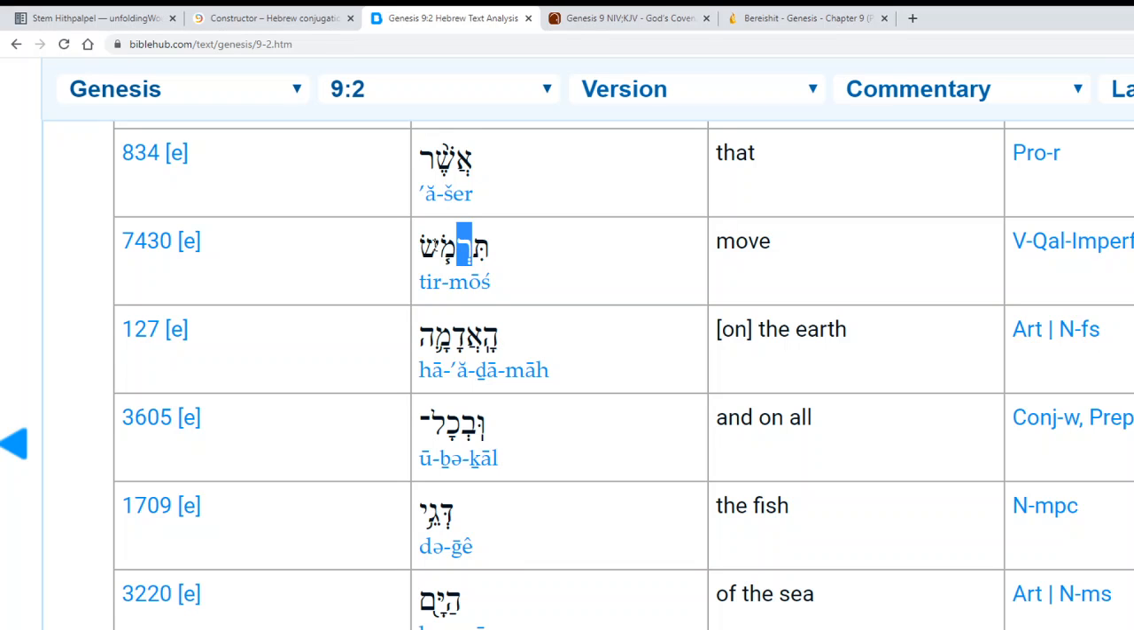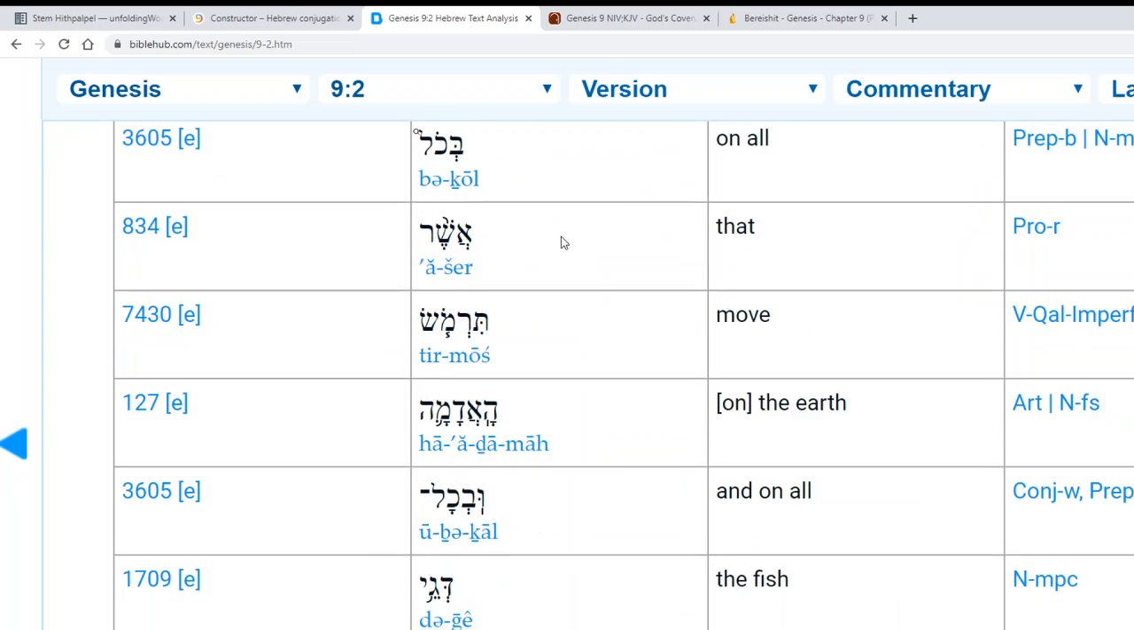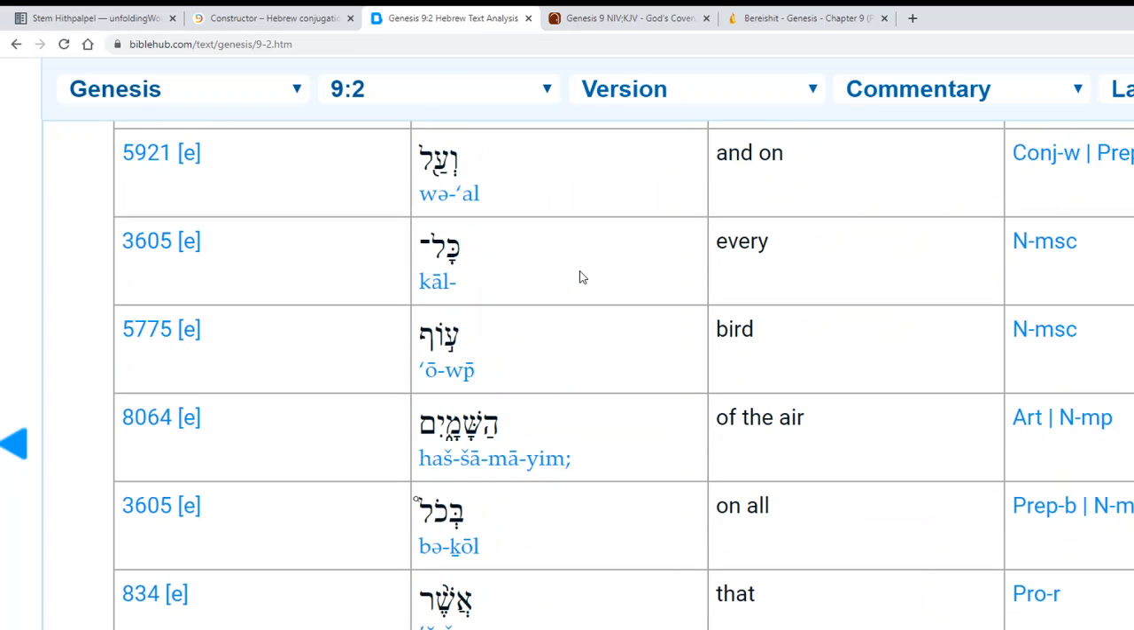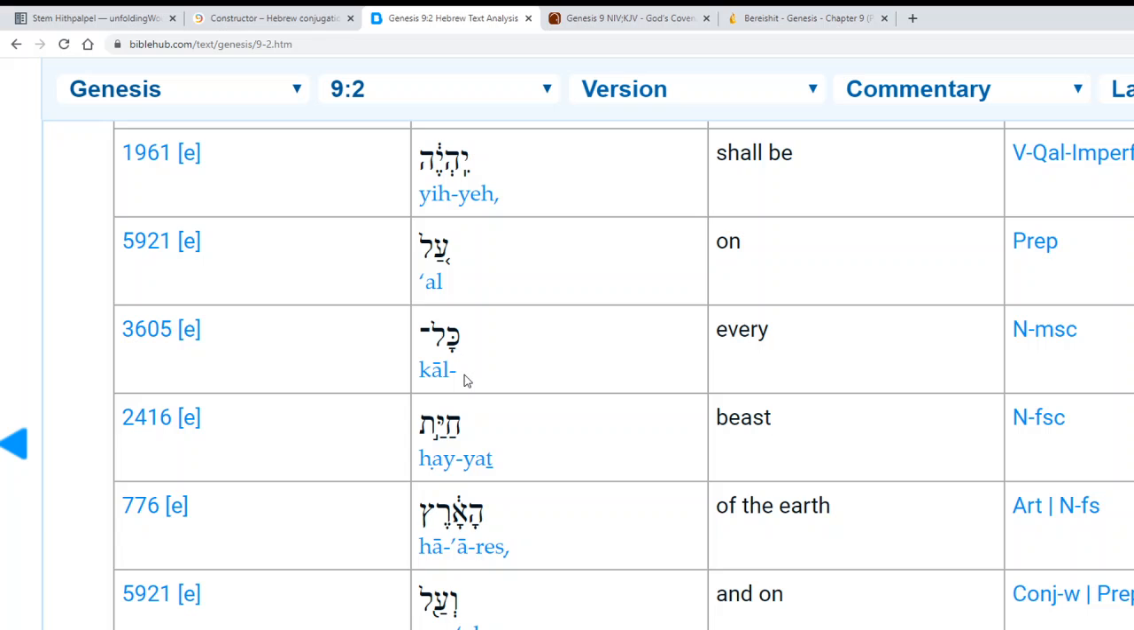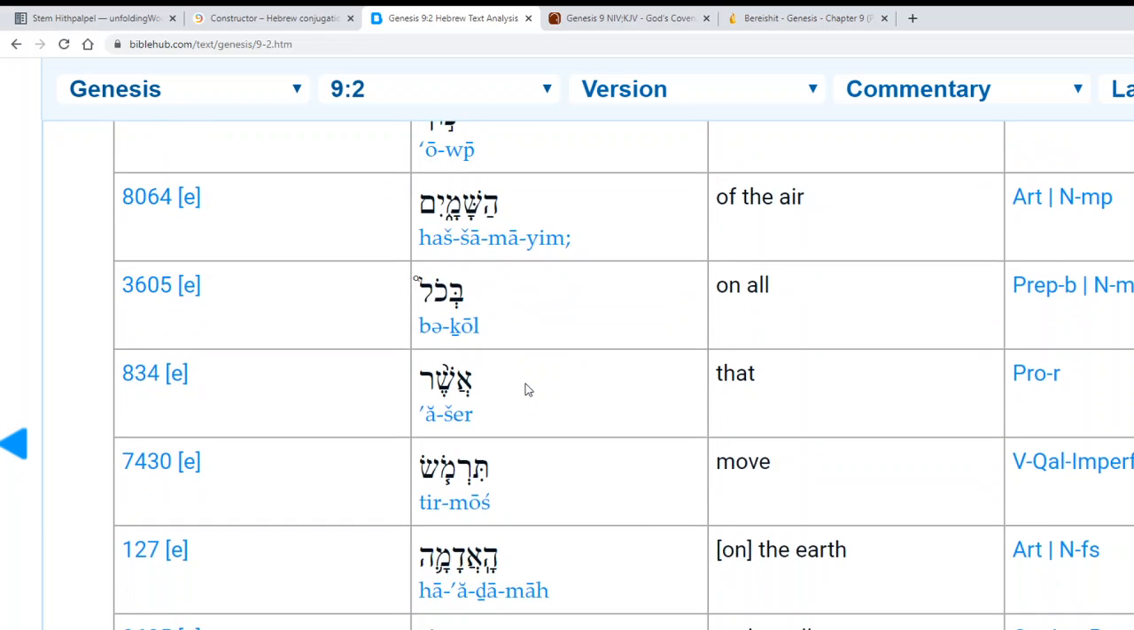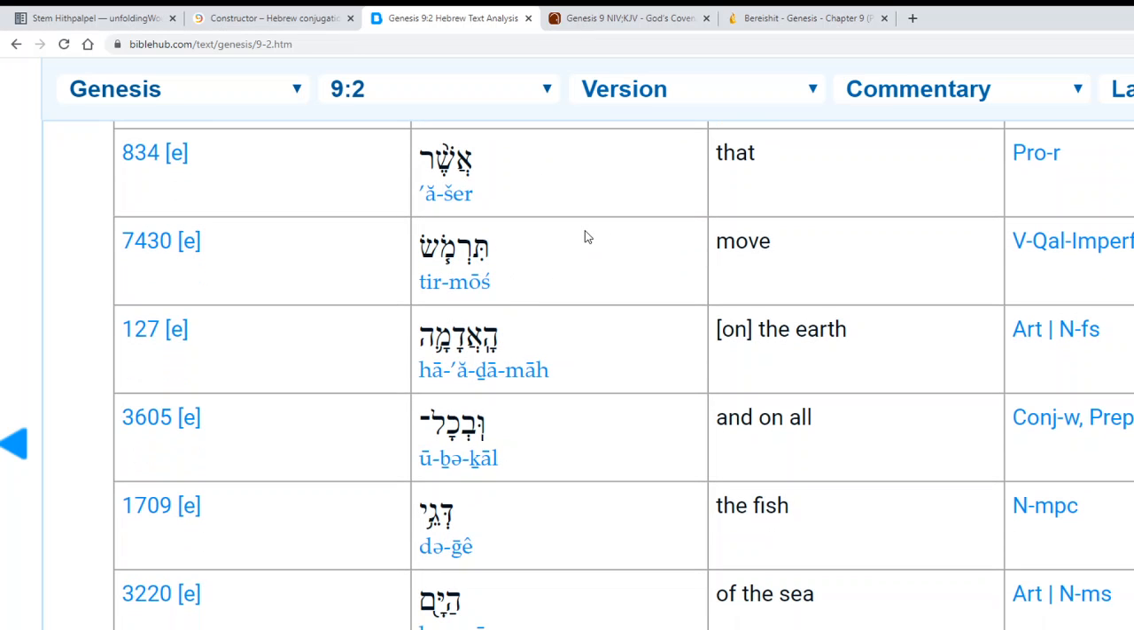Tirmos, right? So we've had remes before, the root resh mem sin, which I've translated as creep, right? We've had remes many times so far. Tirmos is in the feminine singular imperfect. So I think it's going on chaya, because remes is masculine. So probably going on chaya, animal. I usually translate chaya as animal. It's tirmos ha'adama, anything that shall move on the land, right?